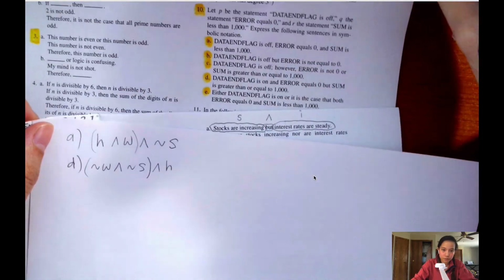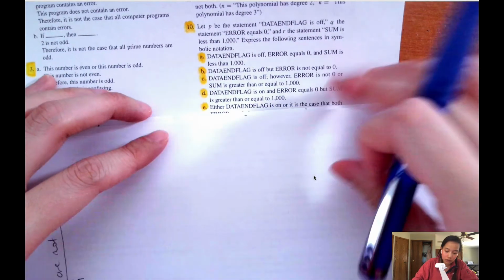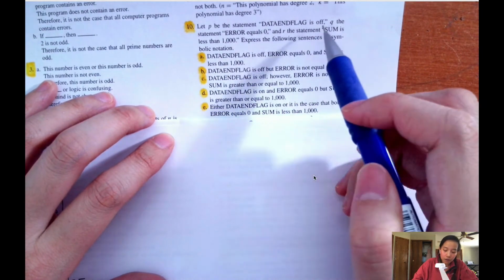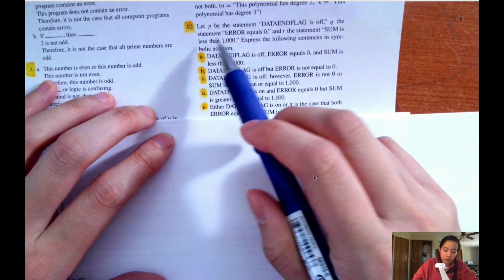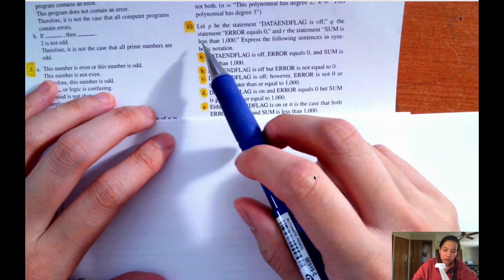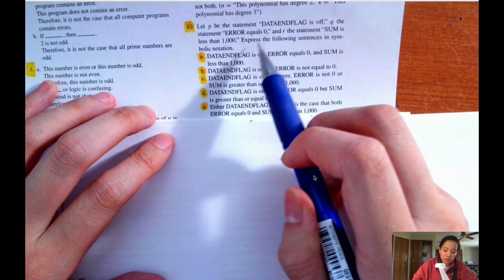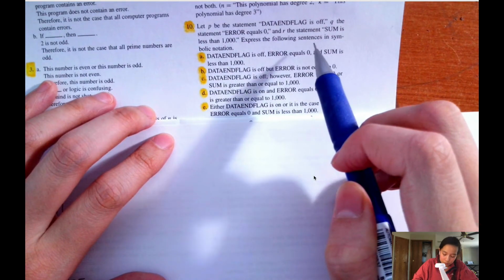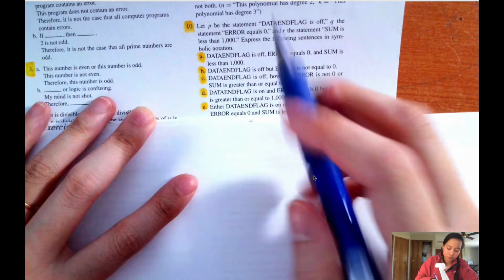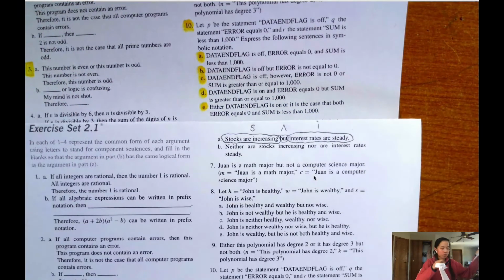Okay, now let's do number 10. Number 10 says, let P be the statement data and flag is off, Q the statement error equals 0, and R the statement sum is less than 1000. Express the following sentences in symbolic notation. Okay, so this one is a little bit more work.